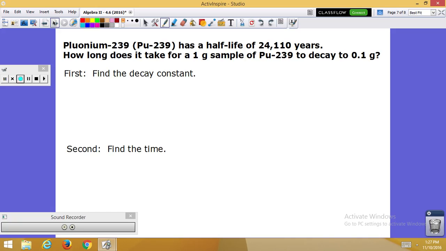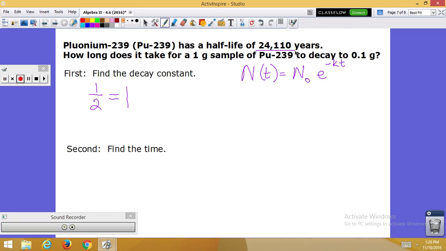Plutonium 239 has a half-life of 24,110 years. How long does it take for a 1 gram sample to decay to 0.1 grams? Okay, I'm going to write the formula. Remember, final amount, initial amount, e to the negative kt. Before we can use the formula, we have to find the decay constant, the k value. Anytime you want to find the decay constant, you're just going to put in 1 for the starting amount and 1/2 for the ending amount, because it says it takes 24,110 years to get half as much.